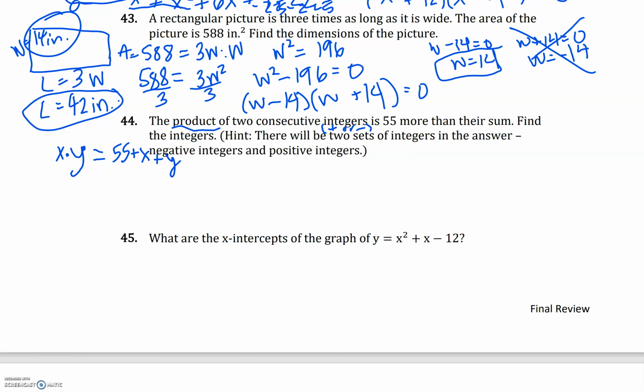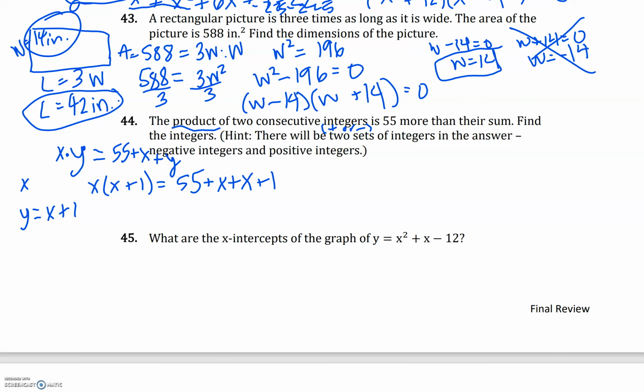So with consecutive, if we know the first one, which we said was x, and we called the next one y, because they're consecutive, it would be one more than the previous one, right? If we talk about 4 and 5, 5 is one more than 4. So let's go ahead and substitute what we know about y into the equation we made up. x times y, which is x plus 1, is 55 more than their sum, x plus y, but we said y is x plus 1. So now we can start simplifying that. We've only got one variable, so we can try to solve it.